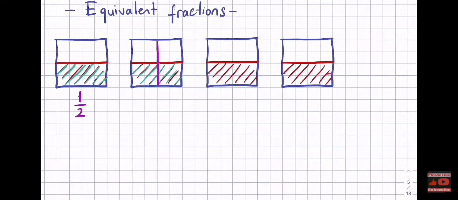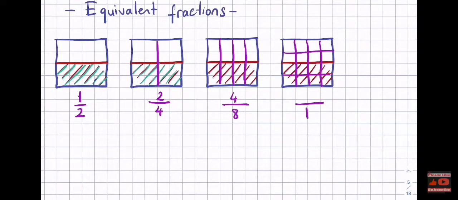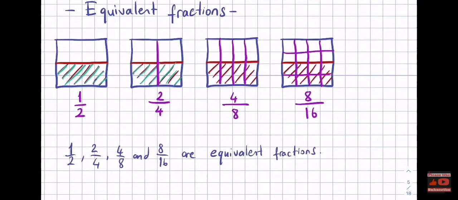The second figure has four equal parts, and two parts are shaded. In the third figure, we are going to have 8 equal parts, and 4 parts are shaded. In the fourth figure, we are going to have 16 equal parts, and 8 parts are shaded. As you notice, the four figures have the same amount of shaded parts. So we can say that 1/2, 2/4, 4/8, and 8/16 are equal, so they are equivalent to each other.